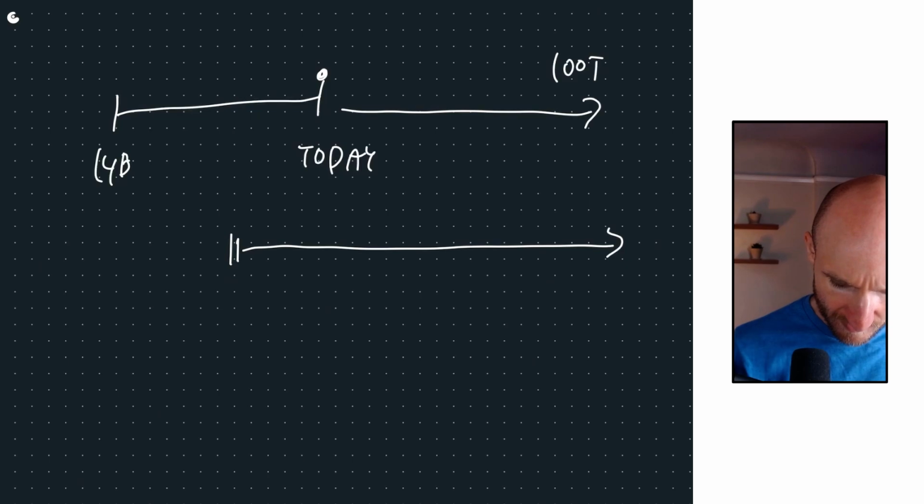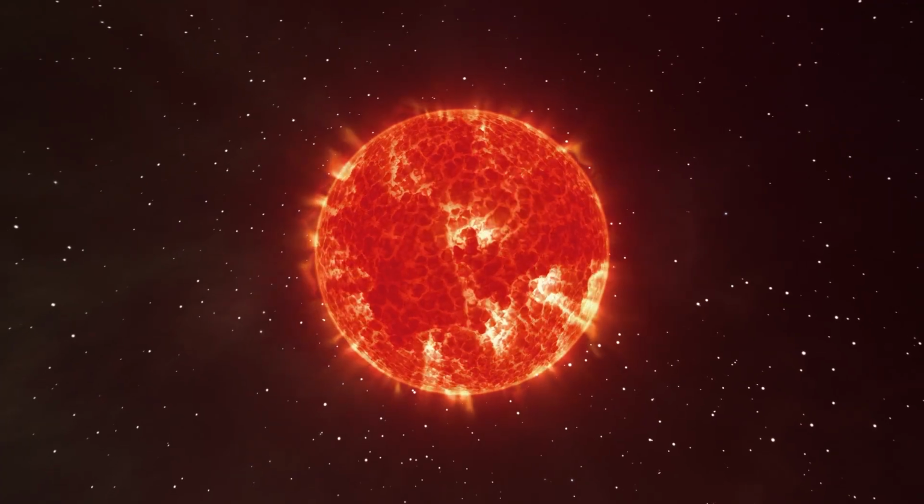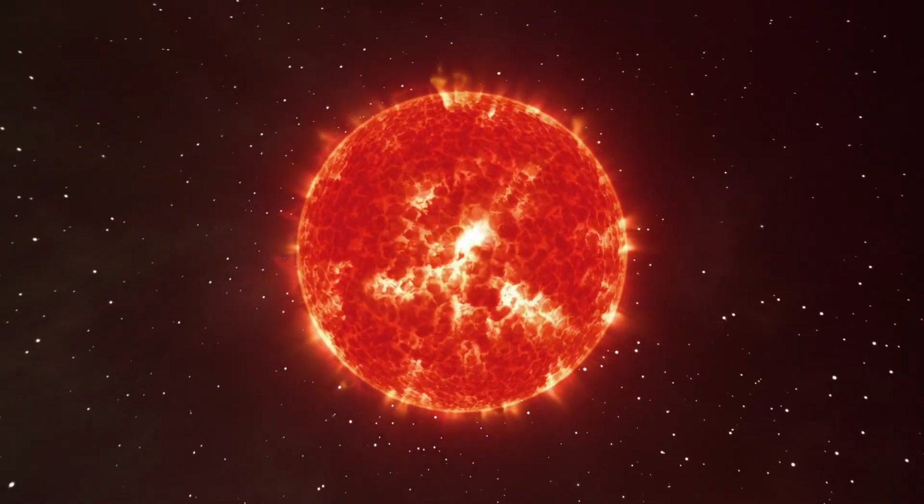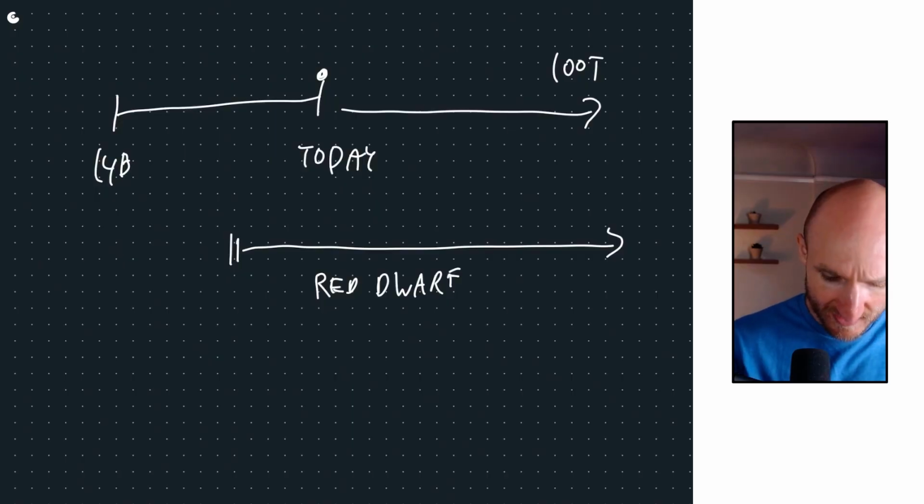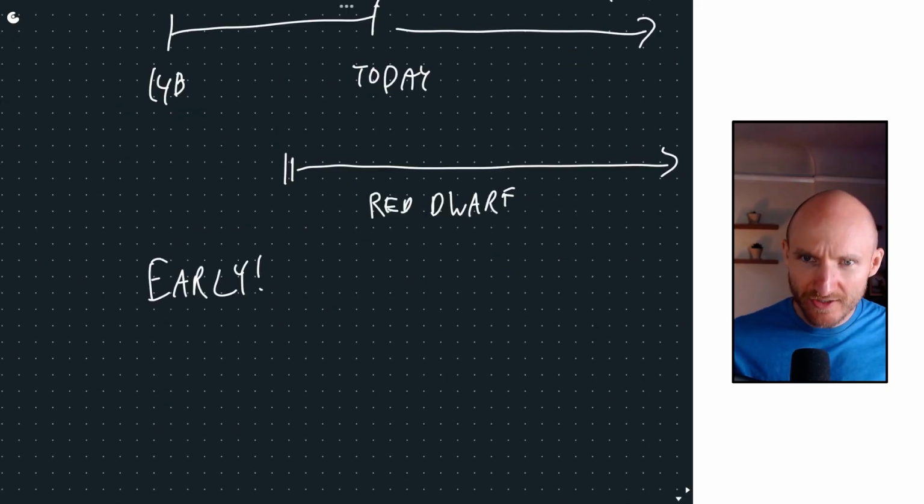Because in the future, there are going to be all these little stars called red dwarfs, which last a really long time. Versus our sun, which only lasts 10 billion years, these red dwarfs last 10 trillion years. And so the theory here is that we're early.